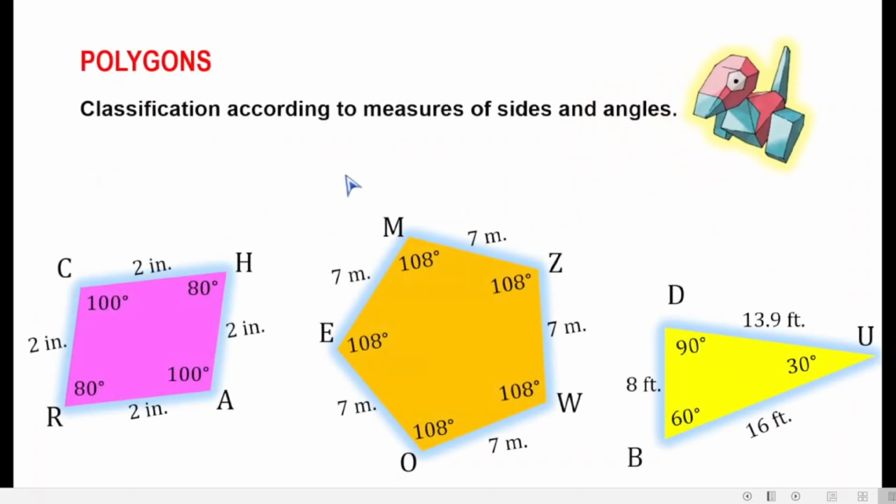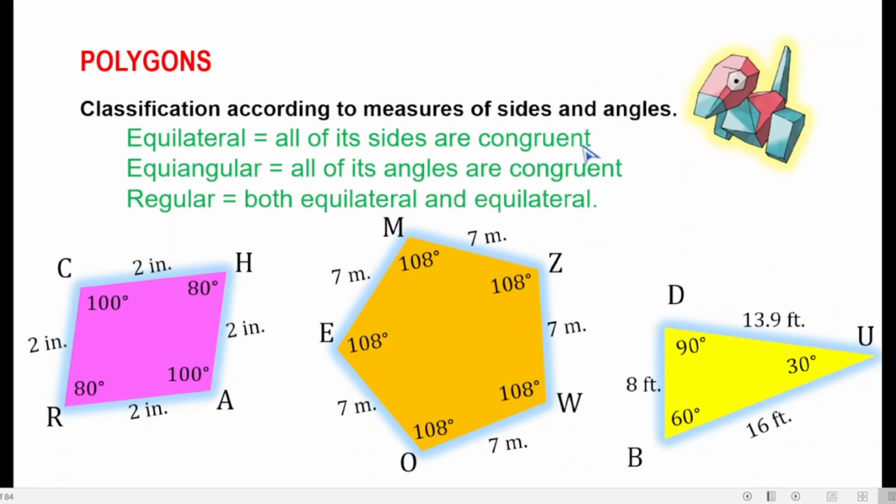Okay, we can also name the polygons by the measures of their sides and angles. If the polygon has all of its sides congruent, then we call that equilateral. Lateral just means sides. Equiangular means equal angles. If they have all angles congruent, it is equiangular, and regular if the polygon is both equilateral and equiangular. They have the same sides and at the same time they have the same angles, so they are regular.